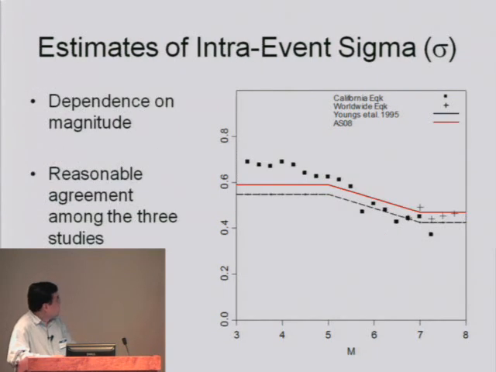I did the same thing for sigma, and that's plotted in this figure. Again, we see a magnitude dependence in sigma. In this case, all three studies are more or less in pretty good, reasonable agreement among the three models.